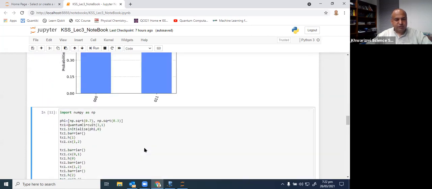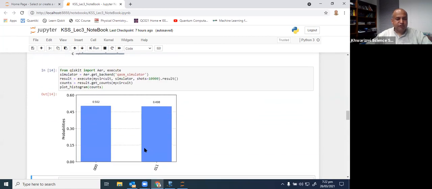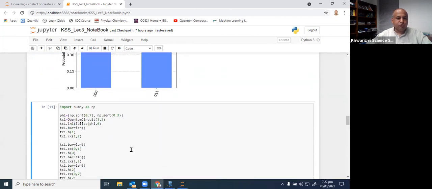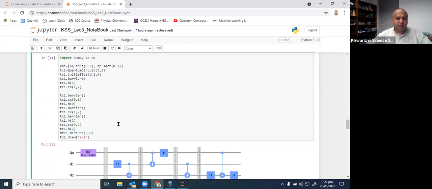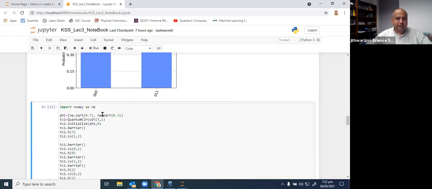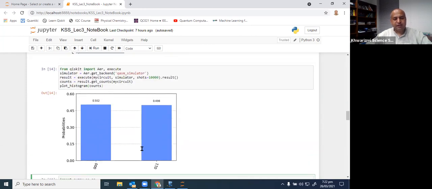Okay, so the next circuit is for teleportation, which we will most likely be studying next week. I have sent you this notebook as well. You are welcome to play with the rest of this notebook, but from input 11 onward, this deals with the teleportation circuit that we will study in the next class.